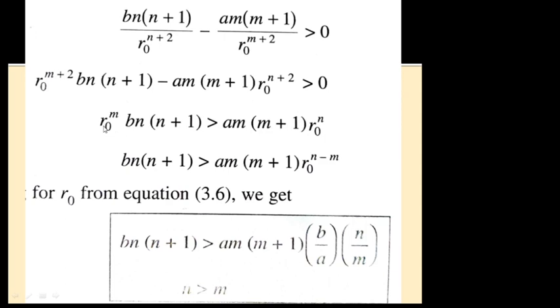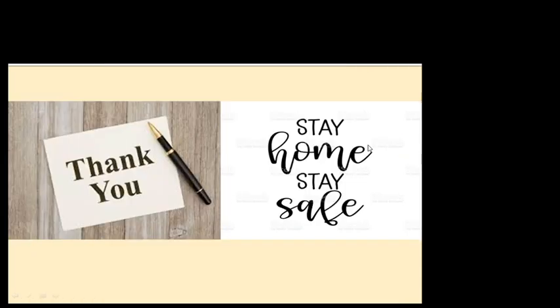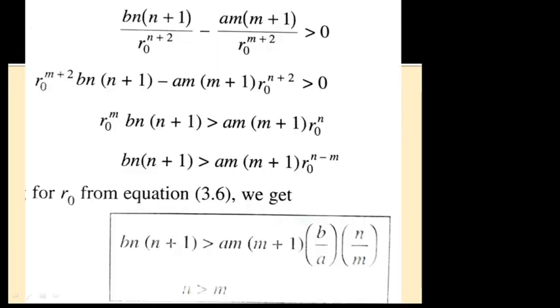So r raised to n minus m you are taking on one side and just constants you are taking on the other side. So you are getting this relation, and from this relation you can prove that this b and this b will get cancelled, this n and this n will get cancelled, and am and this am will get cancelled, so the rest will be n plus 1 and m plus 1. n plus 1 is greater than m plus 1. If I cancel the 1 also, so I am proving that n is greater than m.